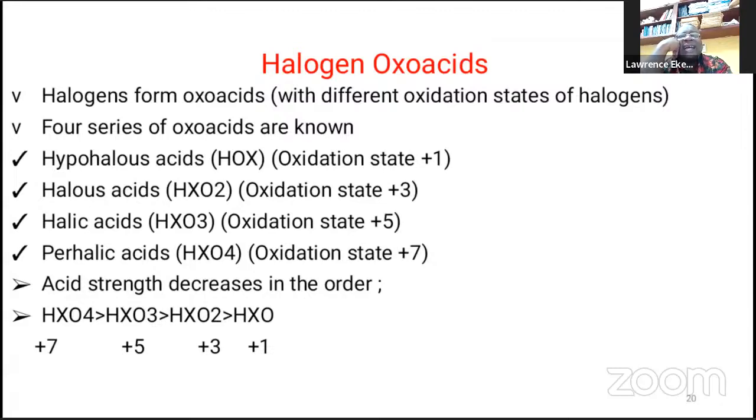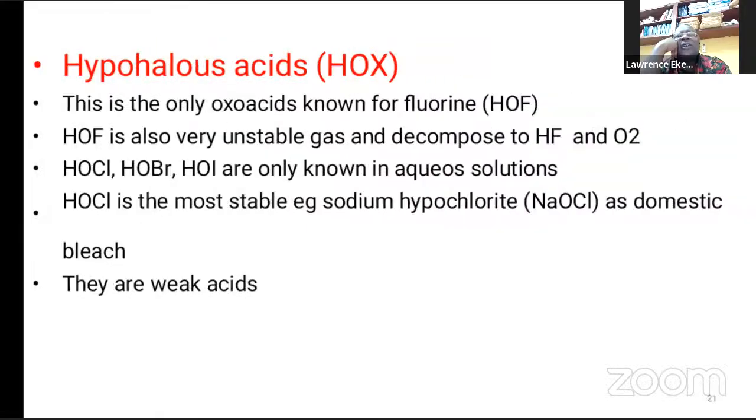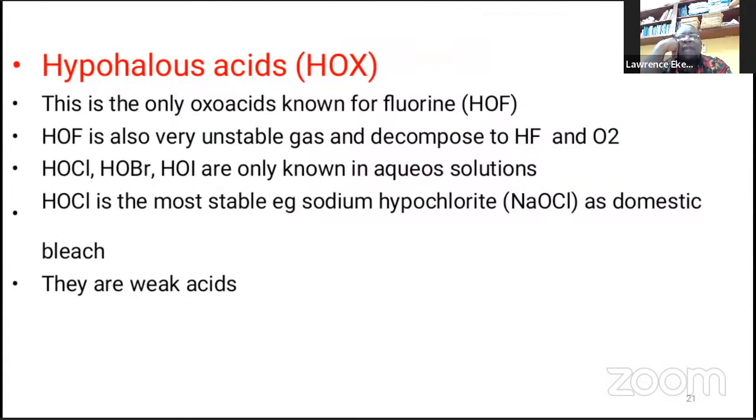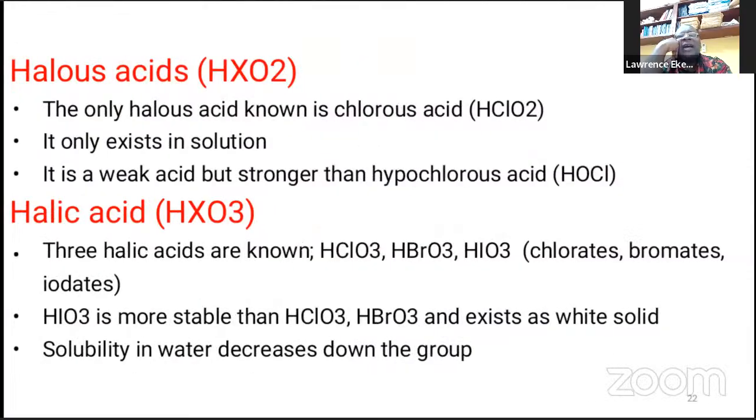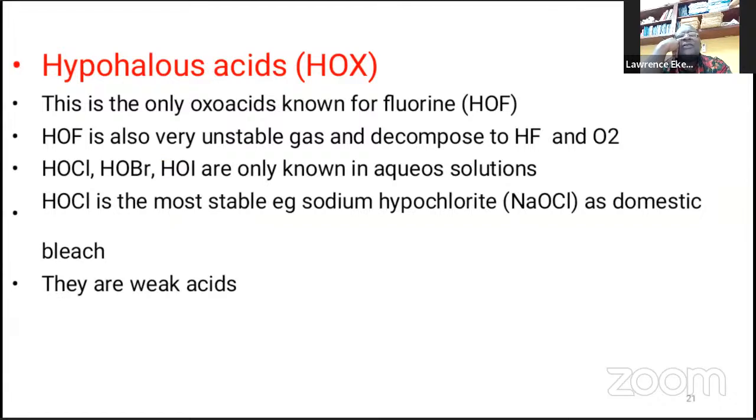So the strength of the acid decreases in that order, from oxidation state 7 to oxidation state 1. So as you move from oxidation state 7 to 1, the strength of the acid decreases. The strength of the acid is determined by the oxidation number: the higher the oxidation number, the higher the strength of the oxyacid formed with the halogen. So let's briefly look at these oxyacids according to their oxidation state.